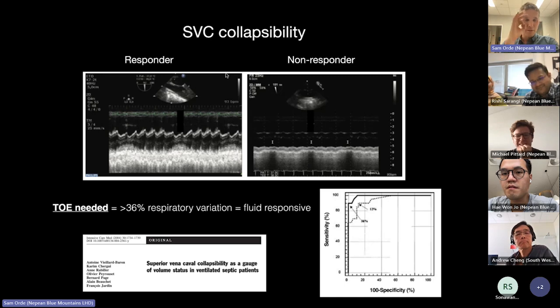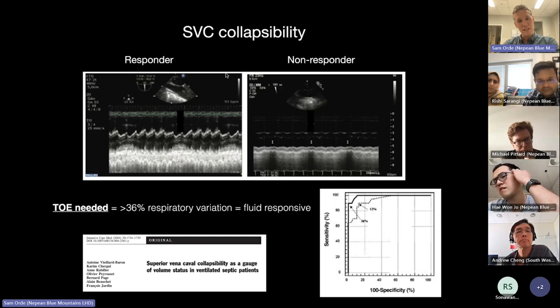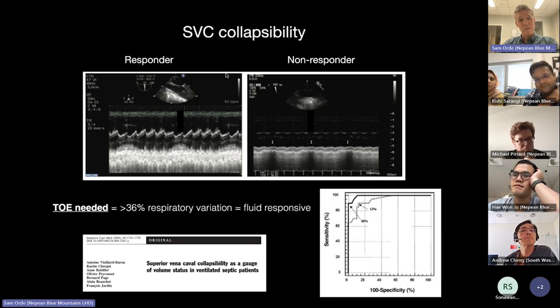So that little circle under the second R of "responder" is your pulmonary artery. You use that as your baseline point, and then you can put your M mode down through the SVC, which is just underneath it, and you can see the long worm underneath it. If you have the collapsibility of 36%, that's suggestive of being fluid responsive. And they estimated that as, I think, a 10% increase in your stroke volume. Non-responders: big fat plethoric SVC.